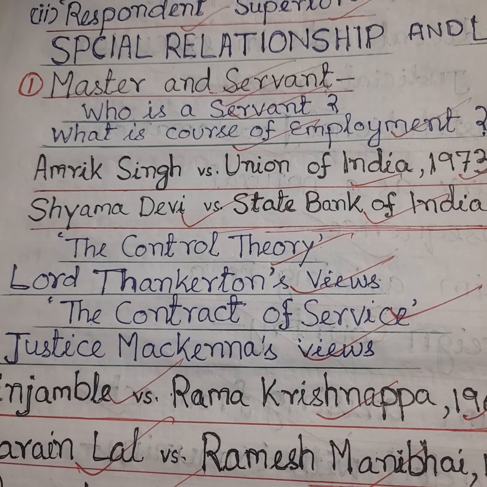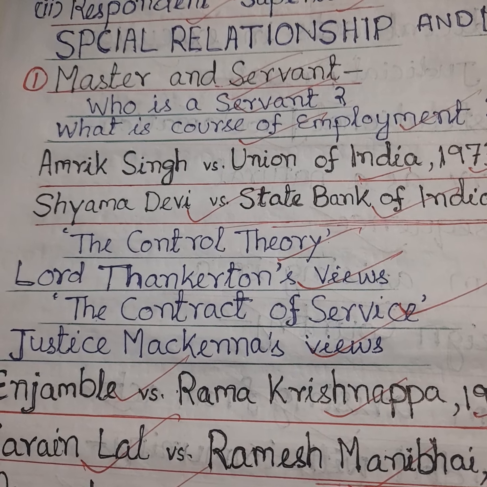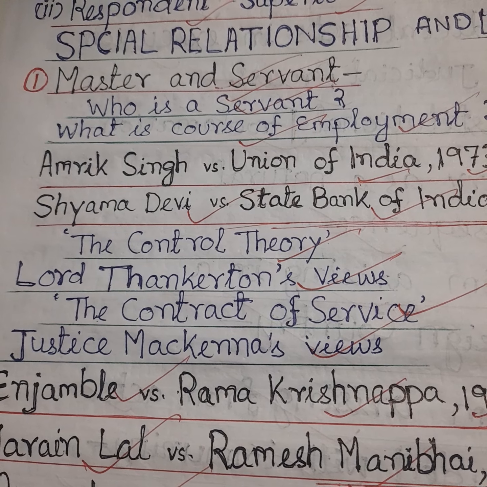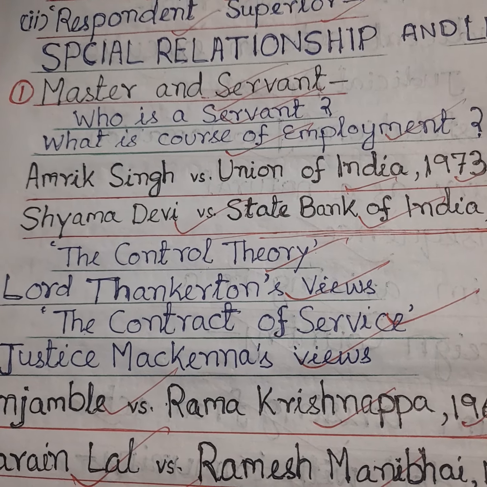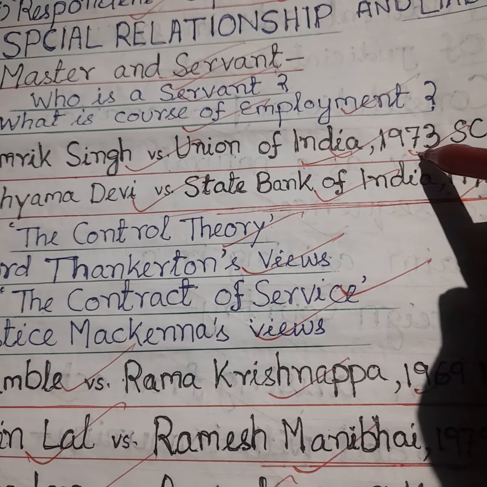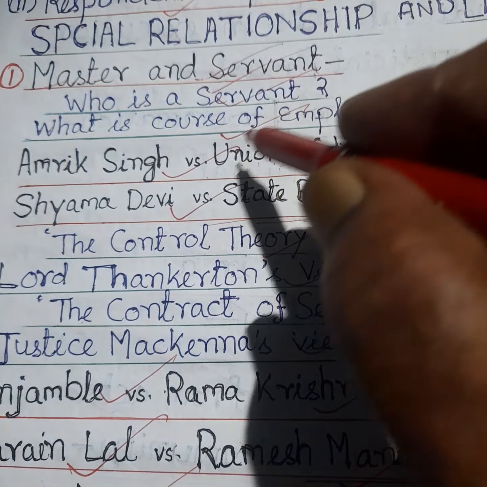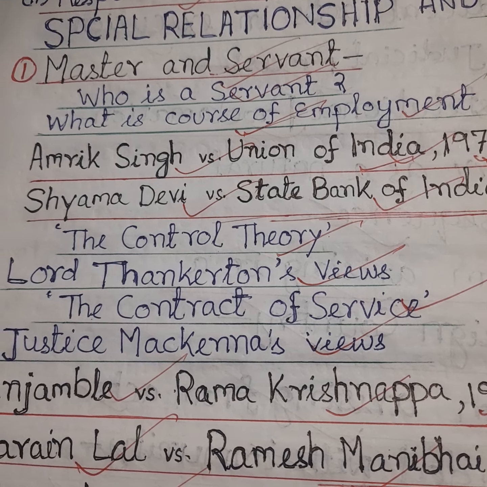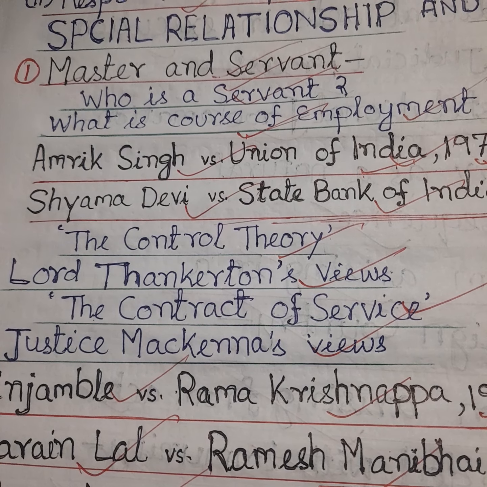These two conditions derive their strength from the above two maxims which we have already discussed, qui facit per alium facit per se and respondeat superior. So, two questions were raised in the leading case, Amrik Singh versus Union of India in 1973. The Supreme Court raised two questions: who is a servant, and what is the course of employment?